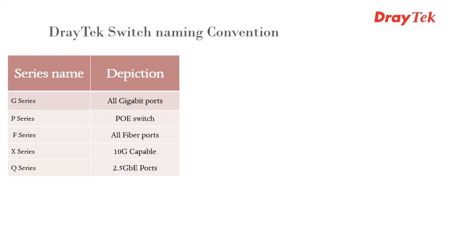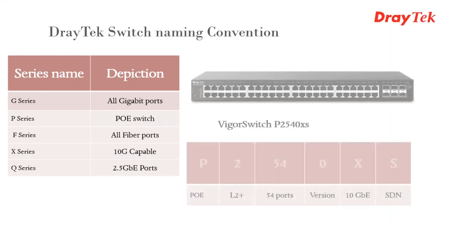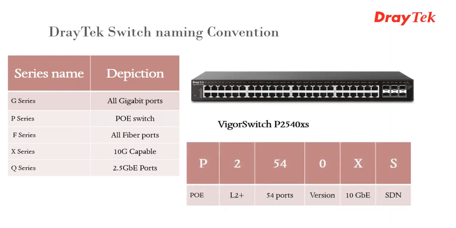You would see this in the switch model names. For example, here we've got the VigorSwitch P2540XS. The table breaks down the meaning behind the model name. So the P stands for PoE, 2 means it's Layer 2 Plus, 54 means it has 54 ports in total, 0 is a hardware version, X means it's 10 gigabit capable, and S stands for SDN.